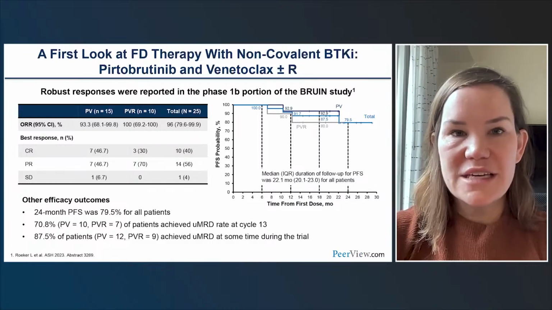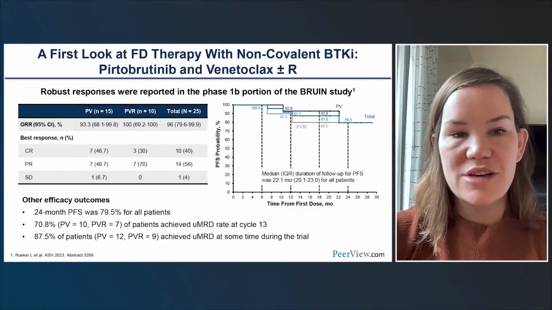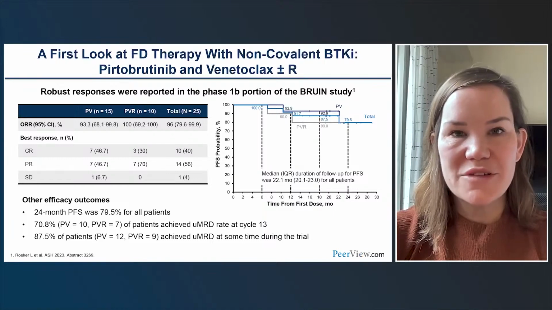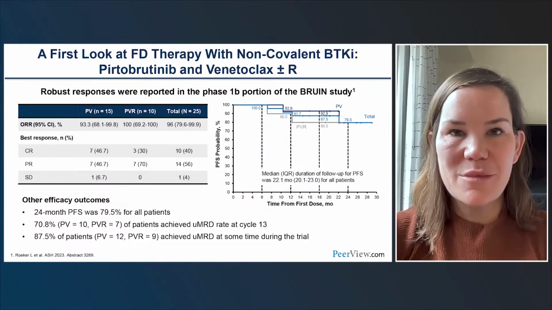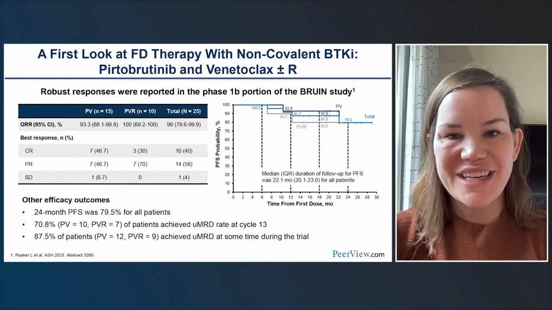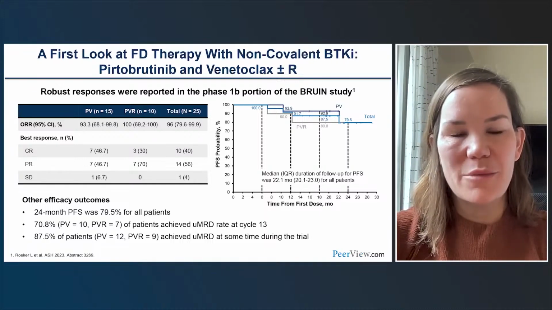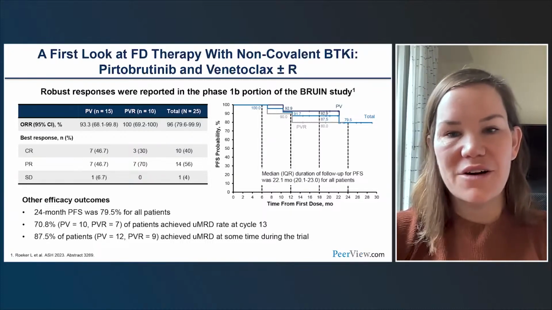However, the results that we've seen from either the doublet or triplet regimen are very encouraging, with the progression-free survivals shown with very high response rates around 93 to 100%, whether patients are treated with Perto with Ven or Perto with Ven-R. A significantly higher proportion of patients are achieving a complete remission, which is an expected finding when using venetoclax in combination. And the 24-month progression-free survival was right around 80% for all patients. This trial helps support the ongoing phase 3 trial of Perto with Ven-R versus Ven-R alone.